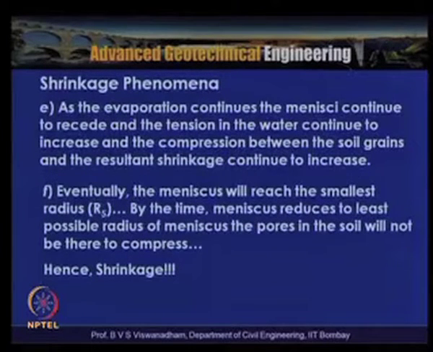As the evaporation continues, the menisci continue to recede and the tension in the water continues to increase, and the compression between the soil grains and the resultant shrinkage continue to increase. Eventually, the menisci will reach the smallest radius. That is what we have discussed previously. By the time the menisci reduce to the least possible radius, the pores in the soil will not be there to compress. That means most of the compression which is possible might have already happened. Hence, this explains the shrinkage phenomenon.